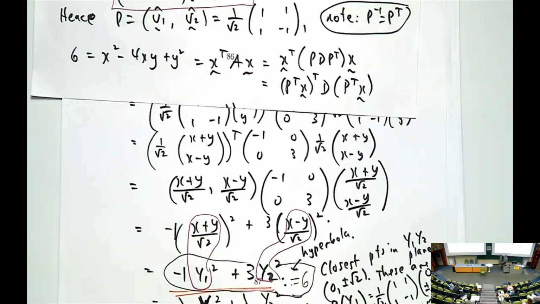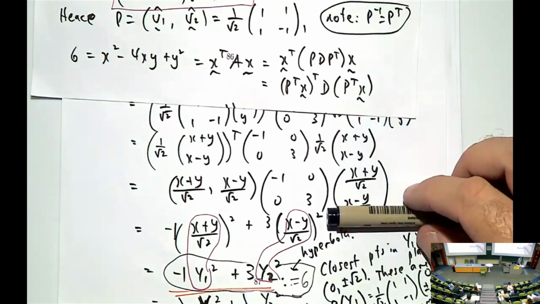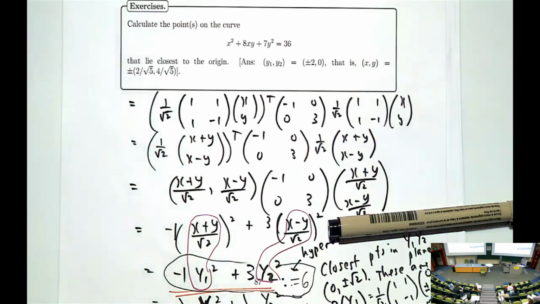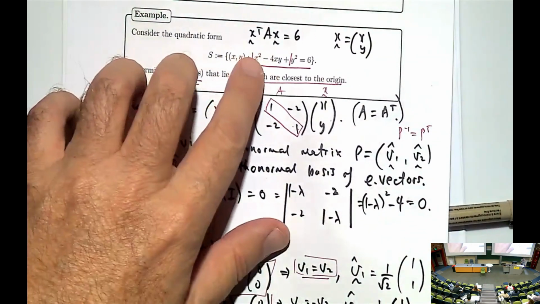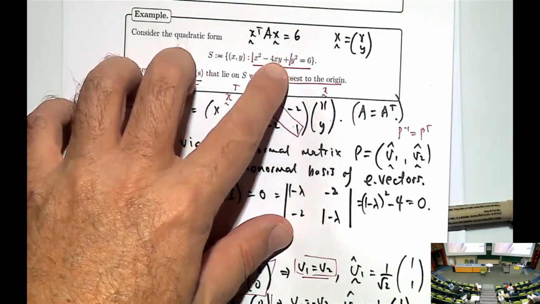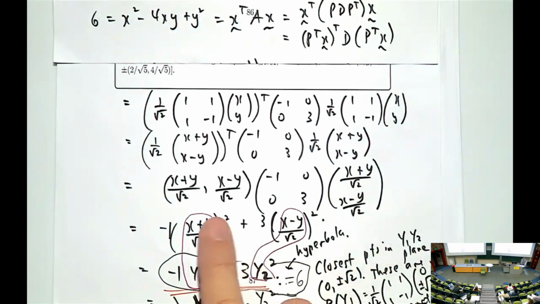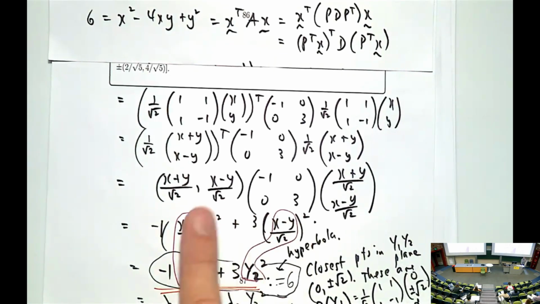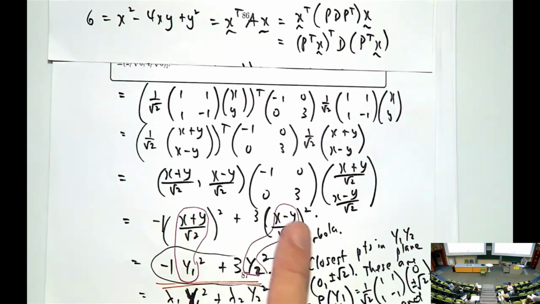Now, can you see in this mess, there's no x times y term? Okay? There's no x times y term. So I've gone from something with squareds and an xy term to something that has just squareds in it. Okay? All right. So what is this then?